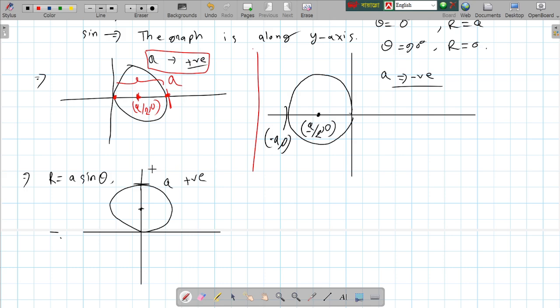For the sine maximum value, sin theta maximum, we get r equal a, and this is the diameter of this circle. So this value is, sorry, 0, a, because it lies on the y-axis. And this position is 0, a by 2, as it's the center of the circle, and this is 0, 0, the pole position.